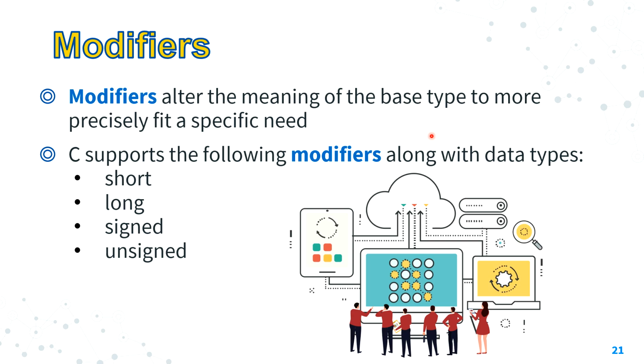Think of data types like choosing a cup size for a drink. The cup is the data type, but modifiers are like choosing small, large, or extra large. You are still holding a drink, but the size and capacity change. In C, modifiers like short, long, signed, and unsigned work the same way. They adjust how much data a variable can store and whether it can hold negative values. Let's explore how these work in detail.